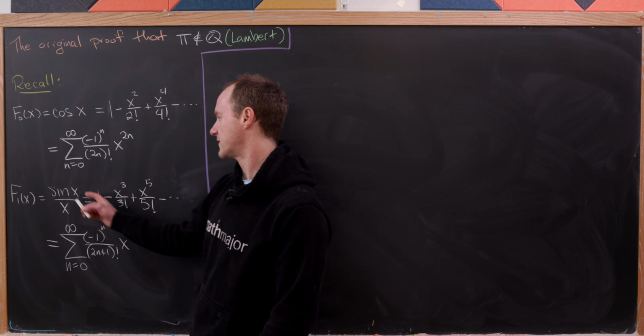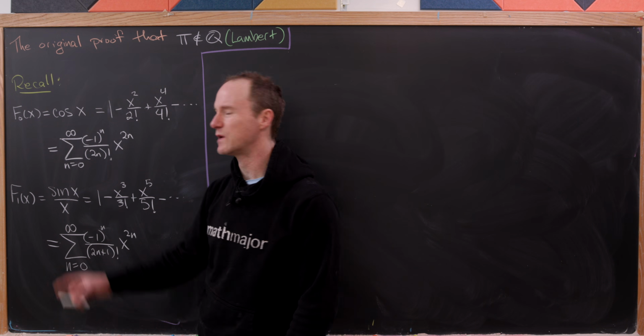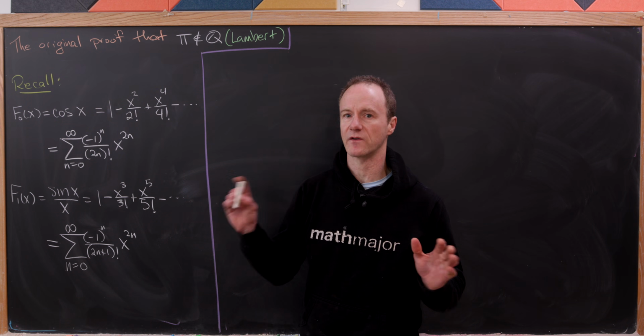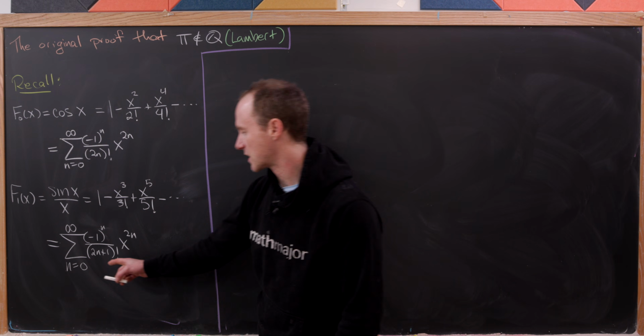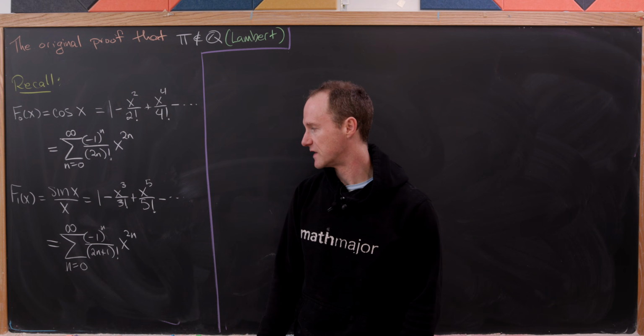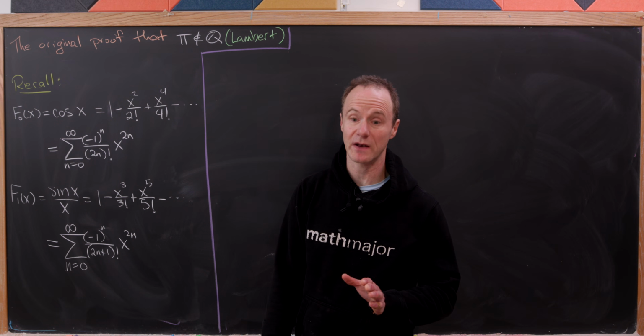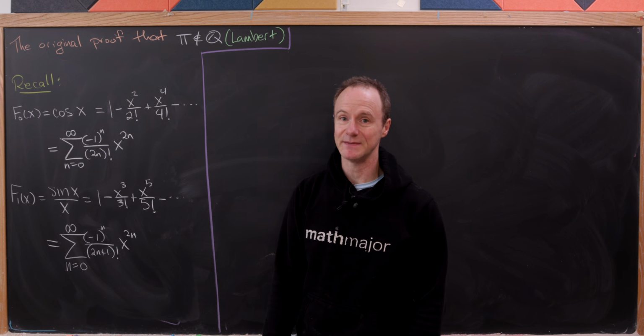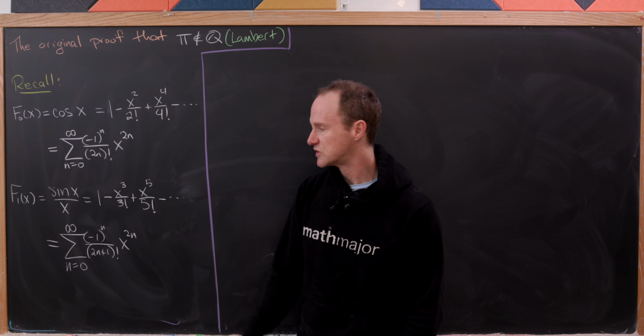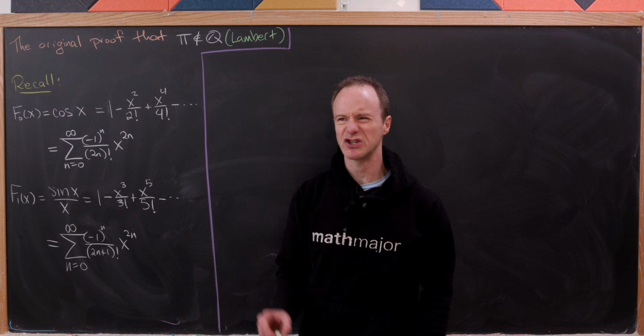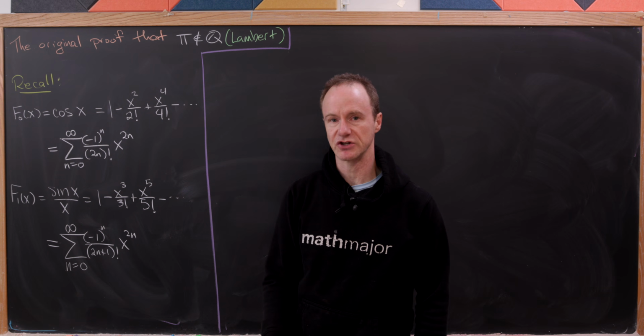And then similarly for sine of x over x, which we will write as f sub 1 for our notation, that'll become the sum as n goes from 0 to infinity of minus 1 to the n over 2n plus 1 factorial times x to the 2n. So we're dividing sine of x by x just because it helps with our calculation.